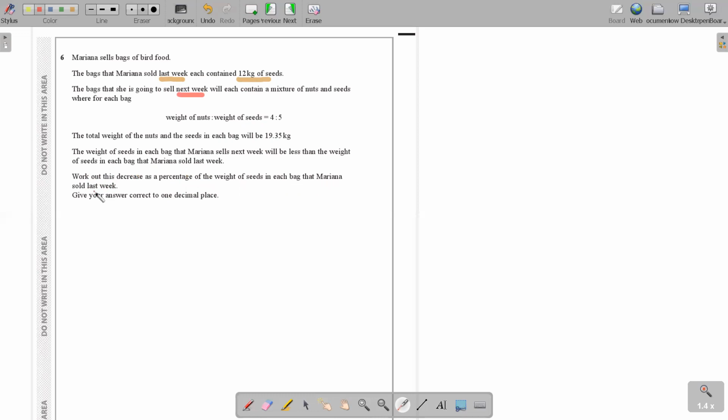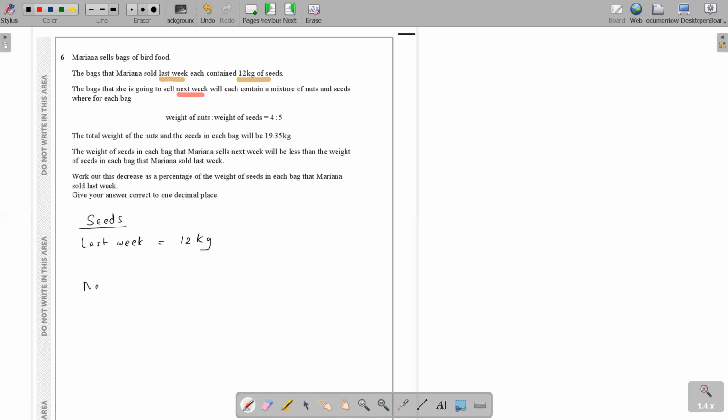Okay, so let's get it done. You guys should take a pause here and read this question again, because it kind of confuses you, but what you need to do here is something quite simple. Here our focus is on the seeds. So we have two stories here, last week and next week. Last week she sold 12 kilograms of seeds.